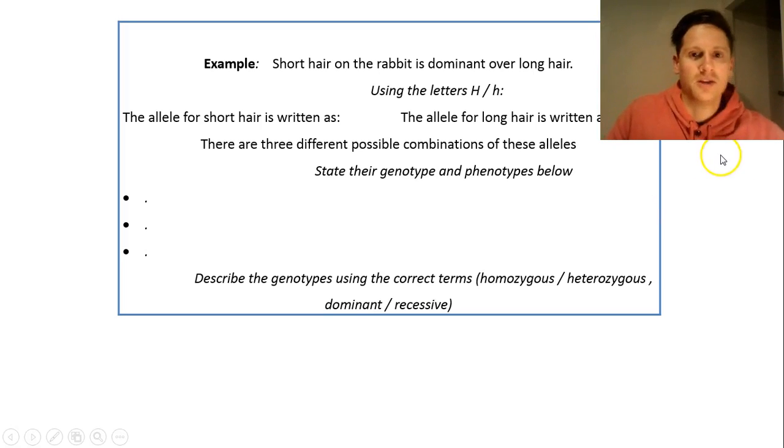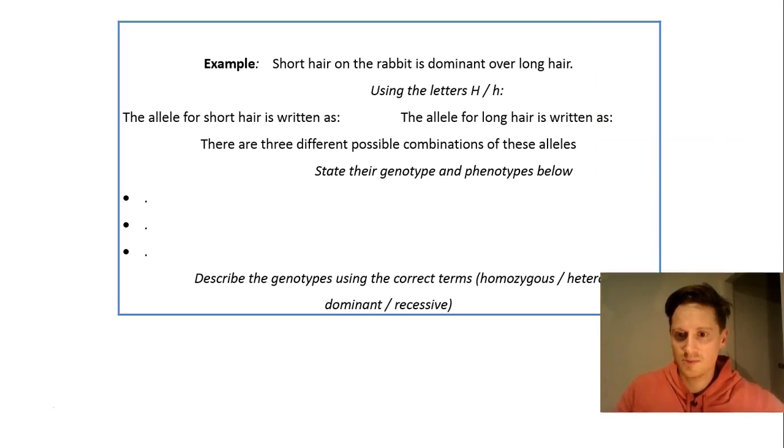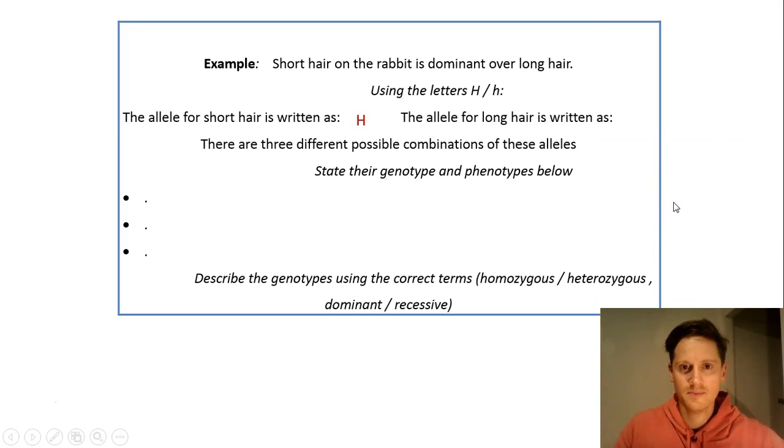An example that we can use here is short hair on a rabbit is dominant over long hair. So this is a practice problem. What I'd like us to do is use the letters big H and little h to represent this. So what would the allele for short hair be? The answer for short hair would be big H, because short hair is dominant. So the allele for long hair would be little h.